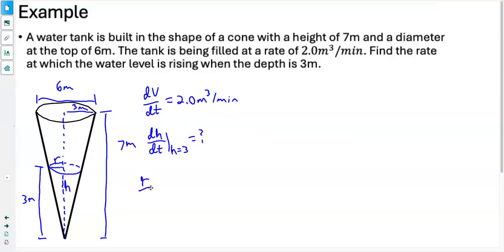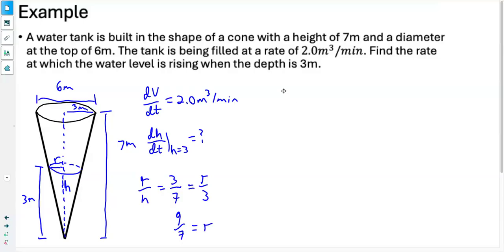So I can say R over H of our full cylinder, so the radius of our full cylinder, 3, over our height of 7, is equal to our radius here, which would be r, over this height of 3. Now rearranging this, that gives us 9 over 7 is equal to r at this height.